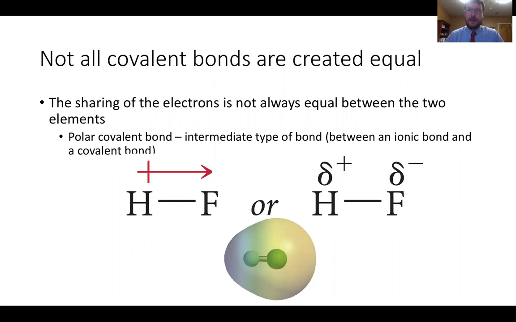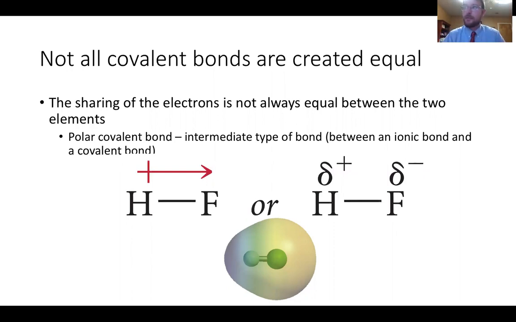And so I would recommend watching that video. But what you can notice is that it's an intermediate type of bond, right? It's not exactly an ionic bond where those electrons are actually being ripped off and you're forming ions, but it's also not what's known as a pure covalent bond where it's shared equally. What we see is there are two ways to denote a polar covalent bond.